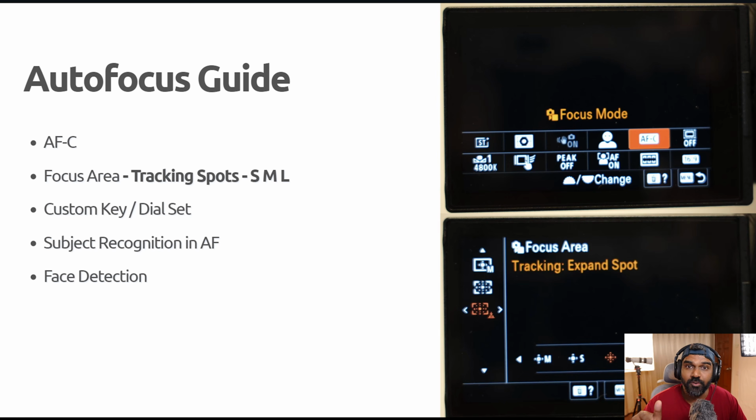But if you're focusing on the ball, you don't have to turn these two on. So subject recognition and face detection. If these two things are specific to humans, then you can turn them on. But if you're focusing on the ball, you can turn both of these things off, right? So that's why you probably have to set it in the custom key so that both of these things are off or on at your desired time.